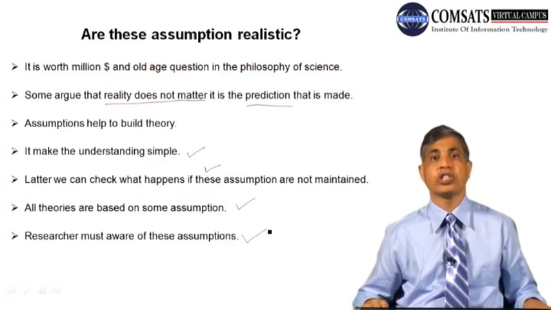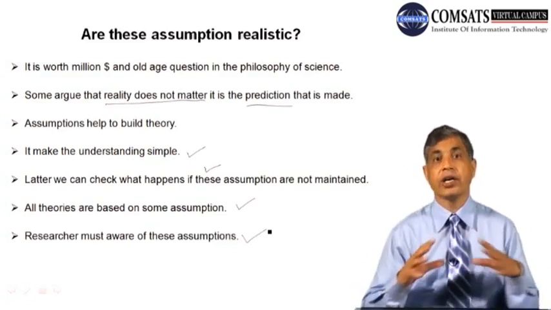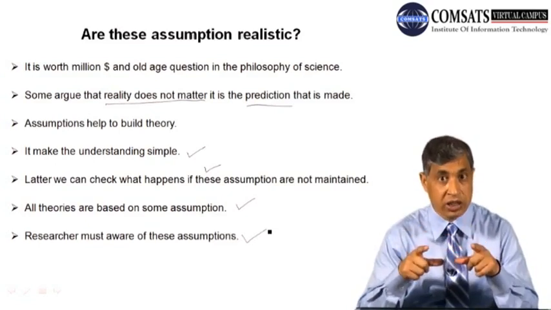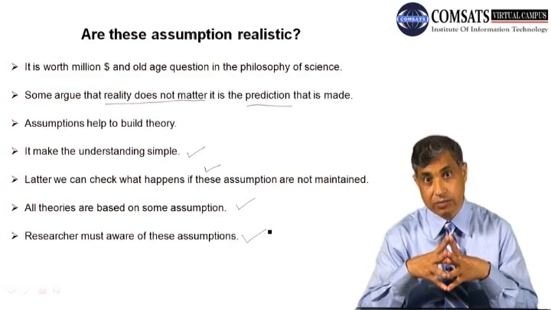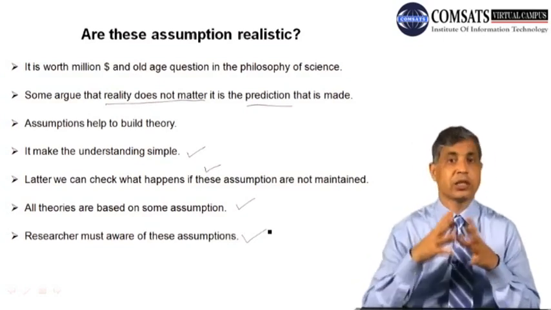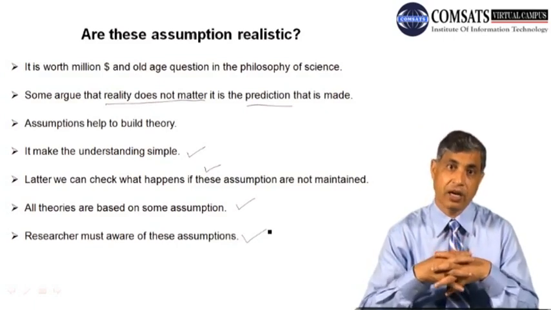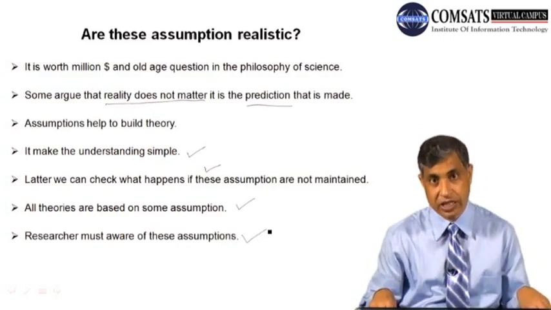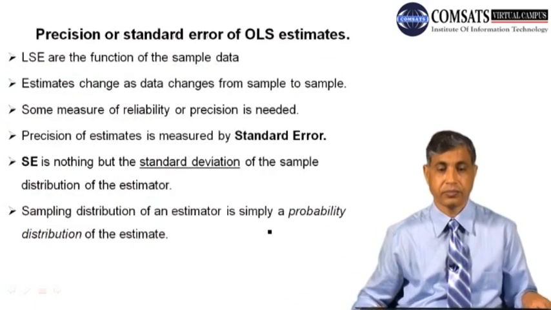So this was the story about the assumptions of the classical linear regression model, and now the estimation of our OLS, ordinary least squares estimates, is based on these assumptions. Now we will be talking about what the properties of the ordinary least squares estimates are. So we will keep on discussing this.